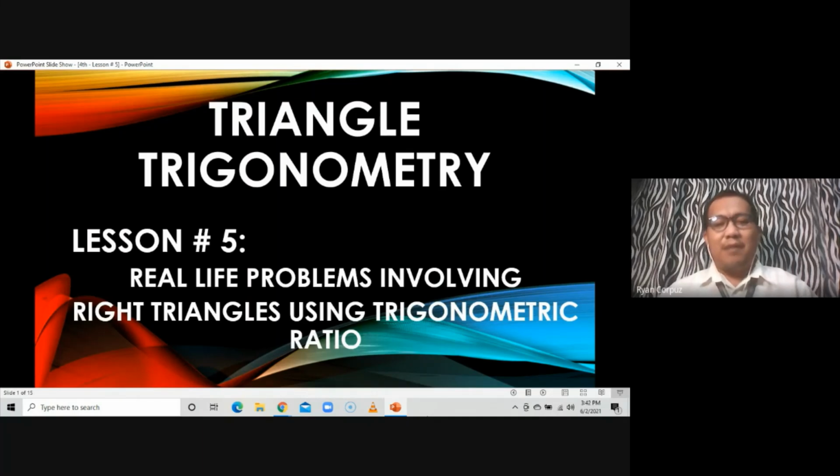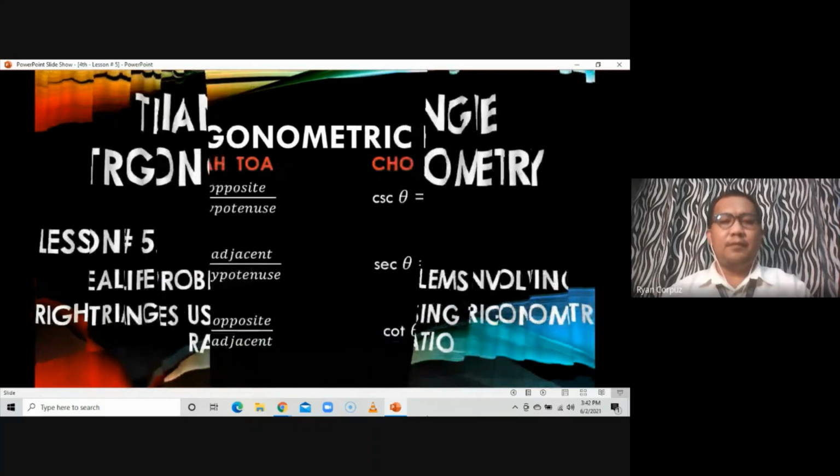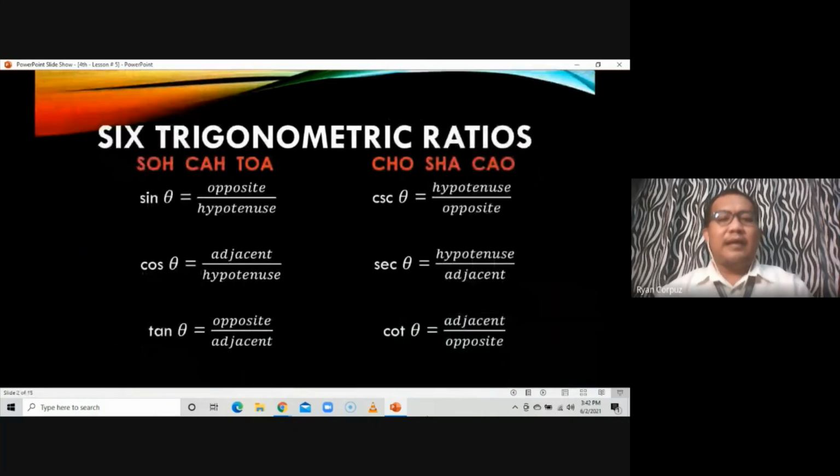So, ano nga ba yung mga kailangan natin in order for us to answer these real-life problems which involves right triangles with the use of trigonometric ratio? So, unang-una, kailangan natin, syempre, yung 6 trigonometric ratios. So, yung 6 trigonometric ratios na yun, tinatawag natin siya in short as SOHCAHTOA and CHOSHAKAW.